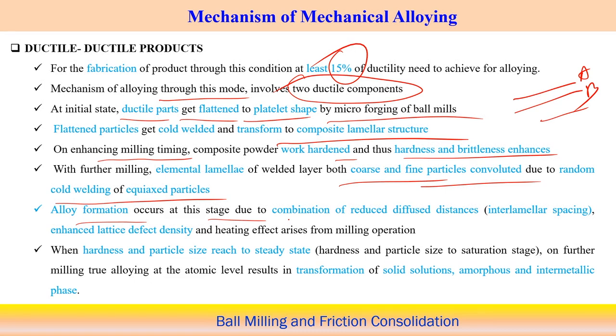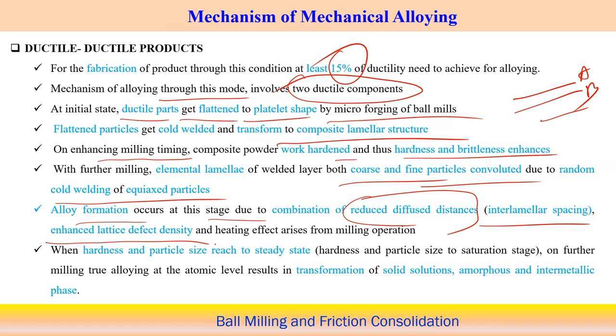Now alloy formation occurs at this stage due to the reduced diffusion distances. That is basically the interlamellar spacing. Because of the interlamellar spacing, the diffusion distance is reduced, so the diffusion to occur between these two has a reduced distance, and that is basically known as the interlamellar spacing. This is one cause of alloy formation.